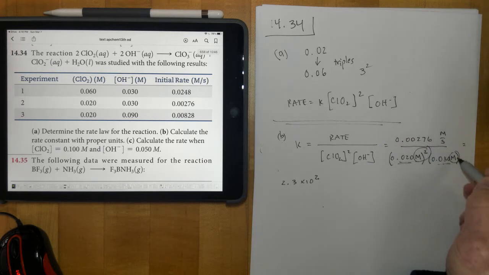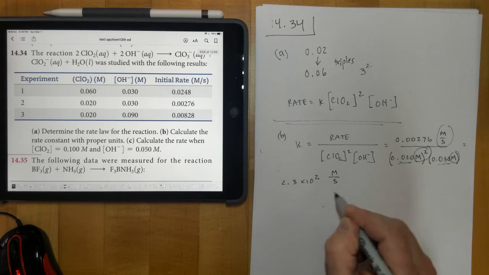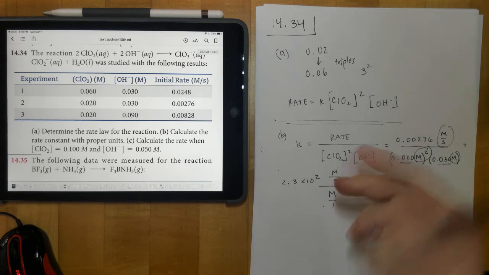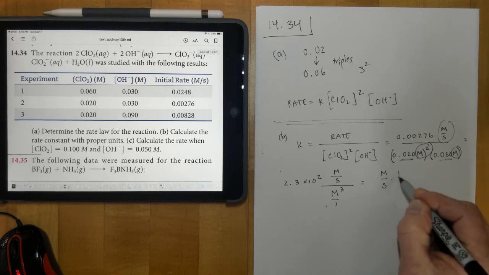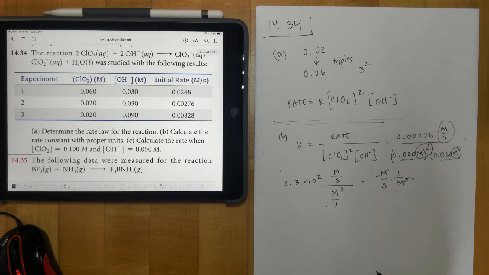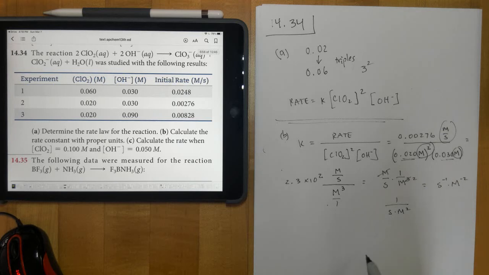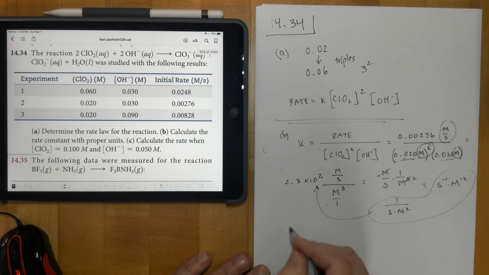And then our units on there, notice how this would be molarity squared times molarity. So just looking at the units, it would be molarity per second over molarity cubed. So multiply by the inverse right here, and so then we end up with molarity per second times 1 over molarity cubed. The molarity goes away, and this would just be squared, and so then my units end up being seconds to the -1 times molarity to the -2, or if you want to write it like this, 1 over seconds times molarity squared, that's okay as well. But these are our units, and those go onto the rate constant right there.